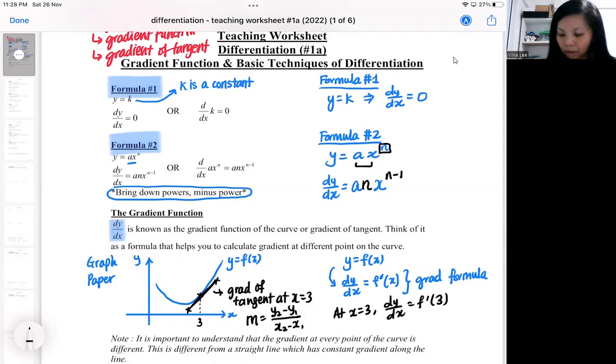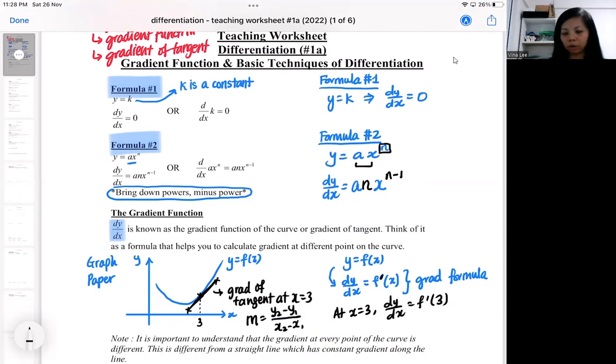So there is another notation that you need to take note of. This notation is called f prime. Recent O-level papers actually use this notation of f prime to represent dy dx, which is also a gradient formula. So whatever it is, dy dx is a gradient formula, and f prime is also a gradient formula. It's just a different notation.